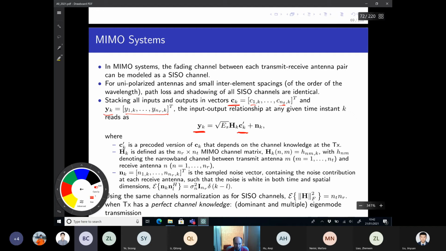I have my transmit signal vector that will be dimension NT, and I have a prime here because this quantity will be related to c_k. It depends on what kind of processing we do, right? And I have a vector here that is dimension NR, which is our AWGN noise. I assume again it is white noise, in time and space. And now I have an H_k here that is not a vector anymore. It's a matrix. It's an NR by NT matrix, because I have NT transmit antennas and NR receive antennas.